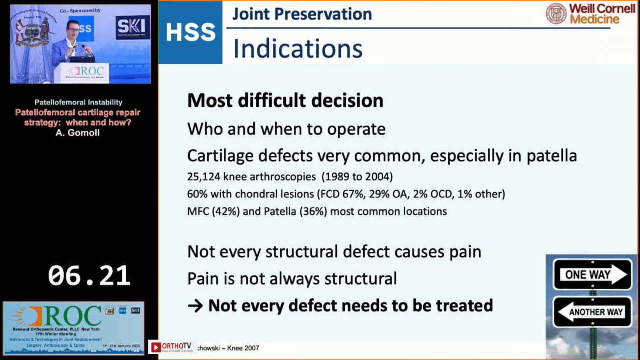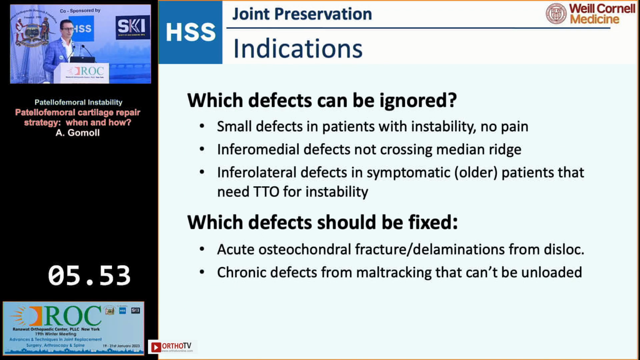So not every structural defect causes pain. I'm sure you have done medial meniscectomies on patients who had only medial, no anterior pain, and yet there was a patella cartilage defect, which we can ignore. So not every defect that you see causes pain. And pain is not always structural. We see a lot of patients with anterior knee pain, they're deconditioned, but the MRI scan looks perfect. Clearly, we don't do anything surgical for those. So not every defect needs to be treated. So which defects can be ignored?